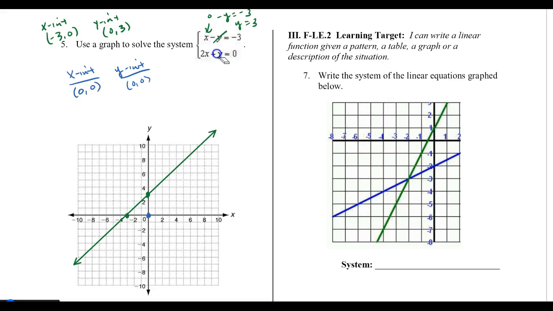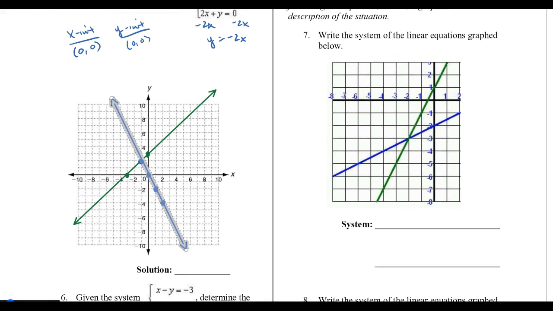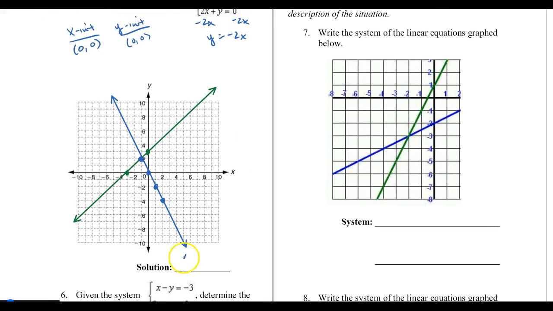So I'm going to need to find the slope of that line. So I'm going to subtract the 2x. So y equals negative 2x, which means I'm going down 2, right 1. And again, it looks like I've got my point of intersection. Go ahead and draw the line. Ooh, that wasn't even close. There we go. And so our solution is at the point negative 1, 2.